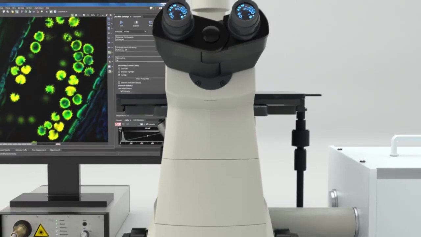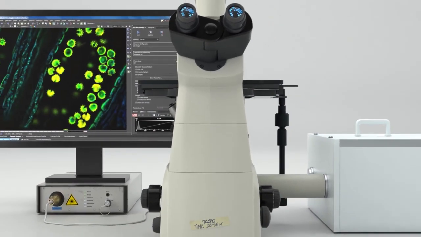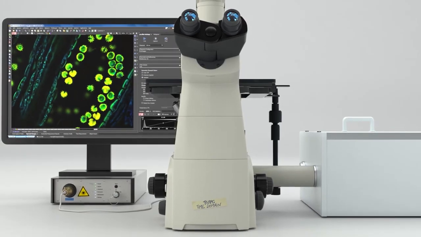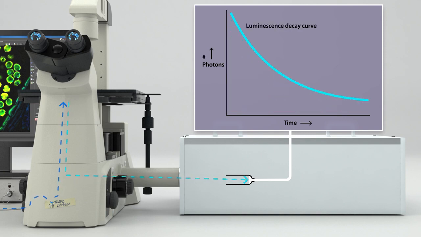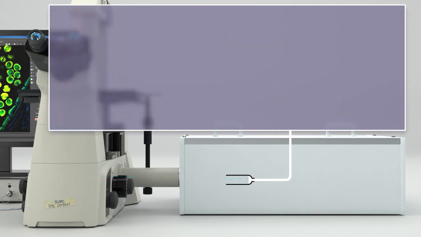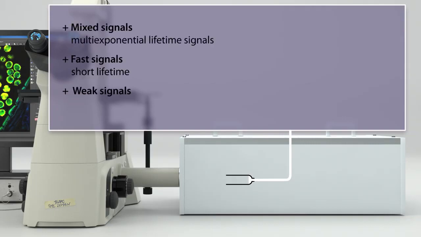Established examples of time domain equipment are point scanning TCSPC systems. These point scanners count the emission photons in time, allowing you to reconstruct a luminescence decay curve. This makes TCSPC suited for mixed, fast, and weak emission signals. On the downside, the recording speed of the process is slow due to its point scanning nature.